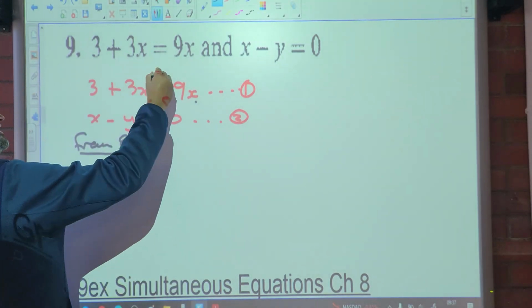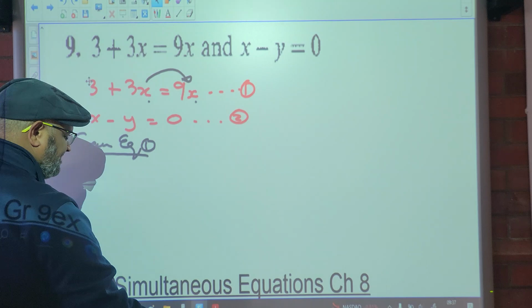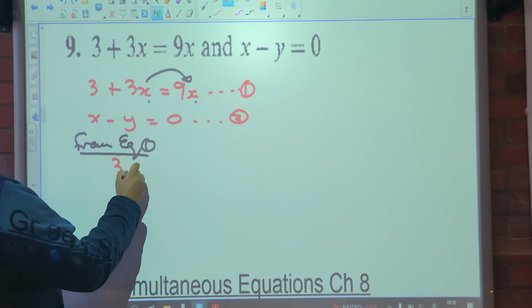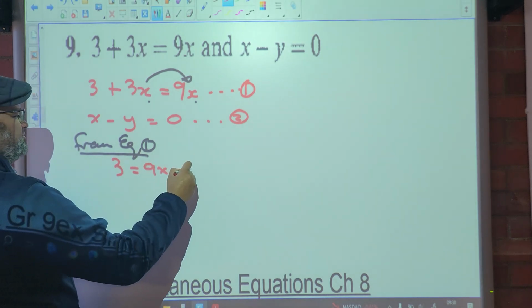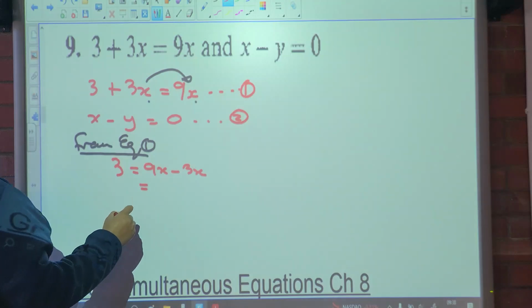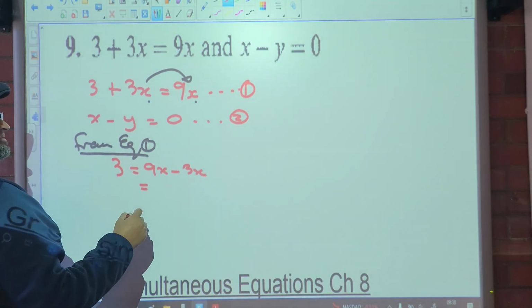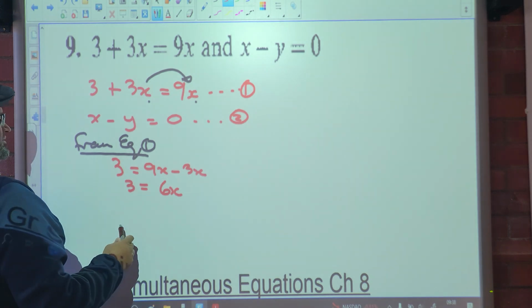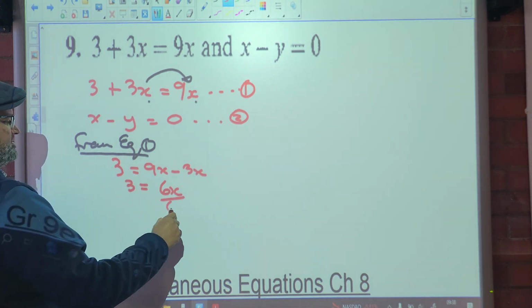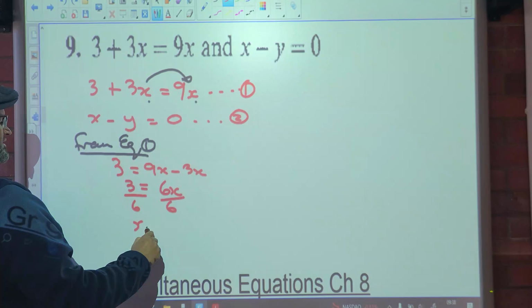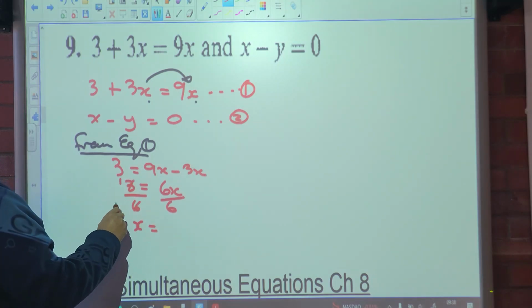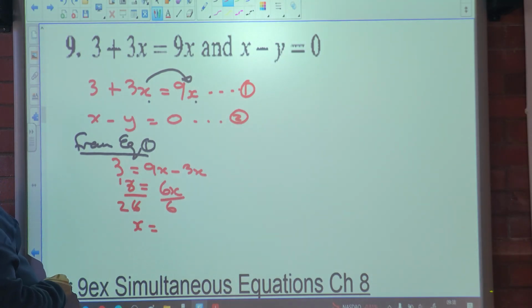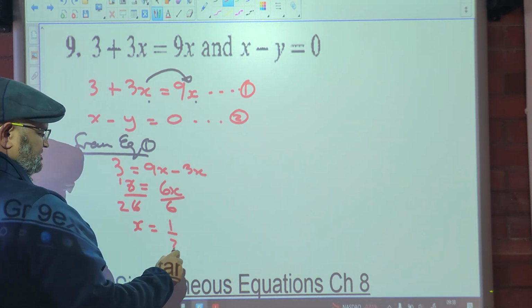So what we're going to do is take that over the equal sign. So what do we have? 3 is equal to 9x minus 3x. What's 9x minus 3x? 6x. It's equal to 3. Get x on its own? Divide by 6 both sides. So x is equal to? Not 2. Half. x is 1 over 2.